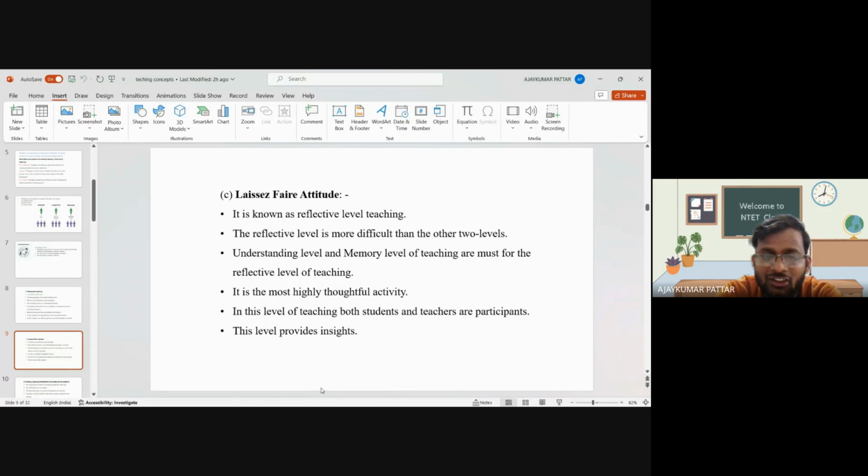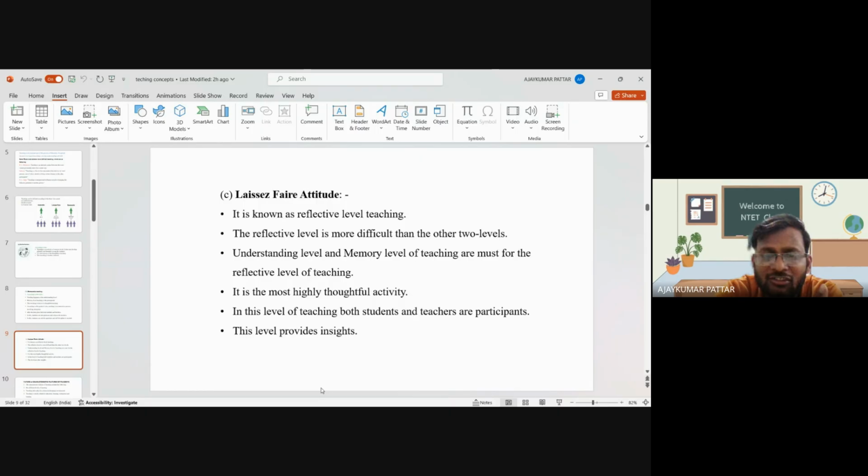आपको memory level से concept पता होना चाहिए, then you will understand the concept, then you can reflect on the concept, you can go to the higher version in this laissez-faire attitude. But the prerequisite is that understanding level and memory level are necessary before going to the reflective level of teaching. It is the most highly thoughtful activity. Laissez-faire में क्या होते हैं? Thought starts in the understanding level, but laissez-faire is a reflective level, meaning highly thoughtful learning happens in this type of teaching method.